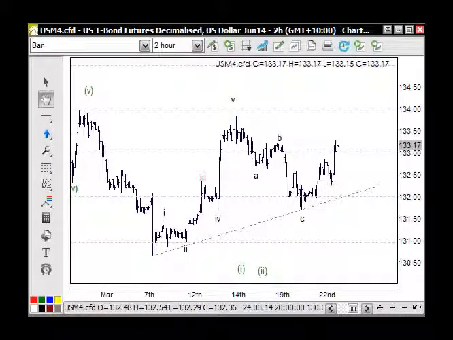Welcome to the indices, and here we're looking at the US bonds on the 2-hour chart. Look, the main purpose here is that if the bonds are going to be pushing up, well then the stock market will be pushing down.